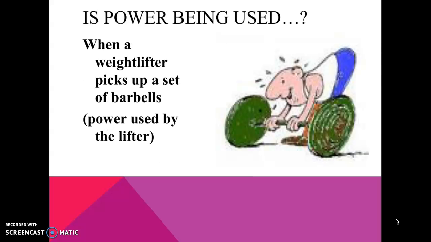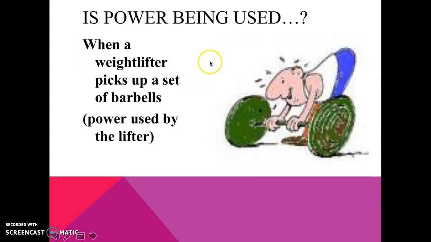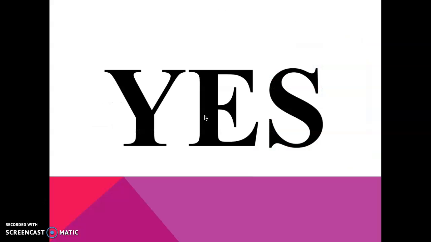So we're going to determine, in these situations, is power being used? When a weightlifter picks up a set of barbells, is power being used? Well, we can think back. Is he doing work? And is it over a period of time? So yes, he has to do work. He's moving, he's using a force over a distance. So yes, work is being done, and he's doing it over a certain amount of time. So yes, power is being used.